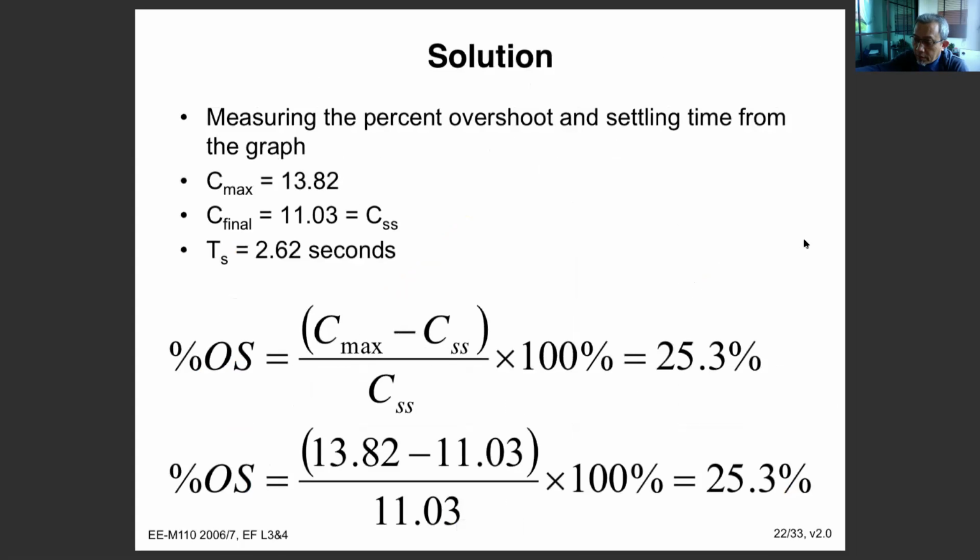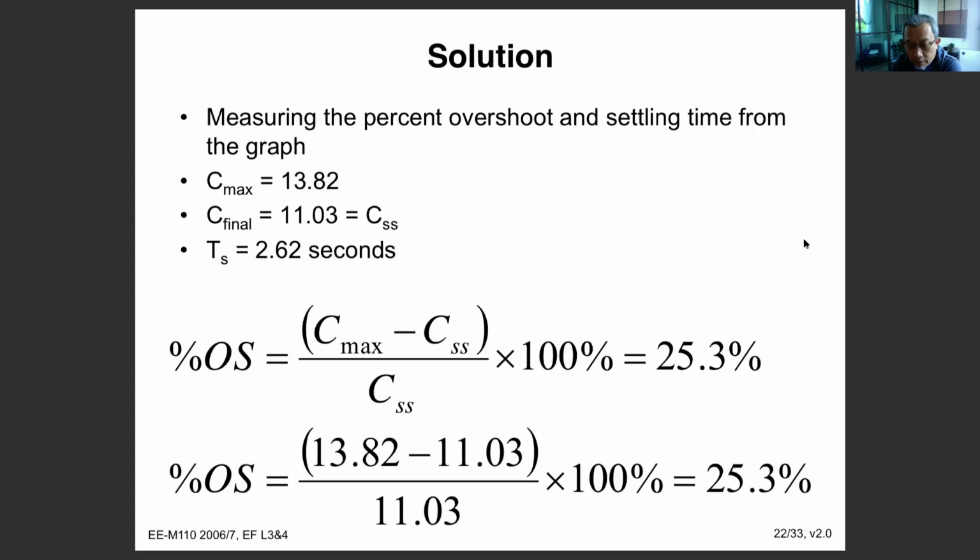So from the graph, the C maximum here is 13.82. Of course, it must be plotted in the real scale graph. Then the C steady state or C final is 11.03. Okay, and the settling time is 2.62 seconds.